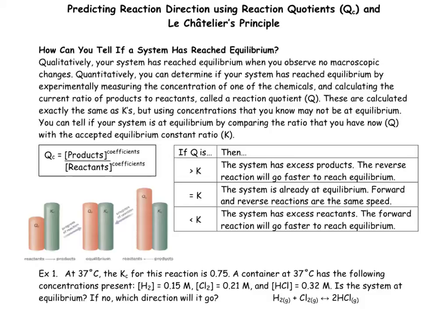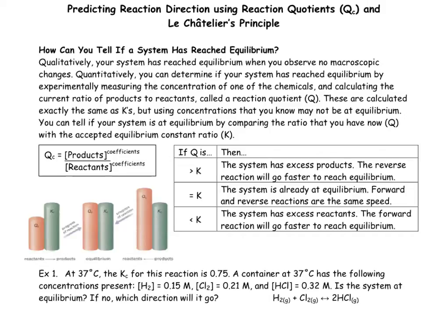speed. If Q is calculated to be larger than the accepted K value, the system has extra products. The reverse reaction will need to go in order to reach equilibrium. And if your Q is less than K, it means that your system has excess reactants. The forward reaction will need to go in order to reach equilibrium.